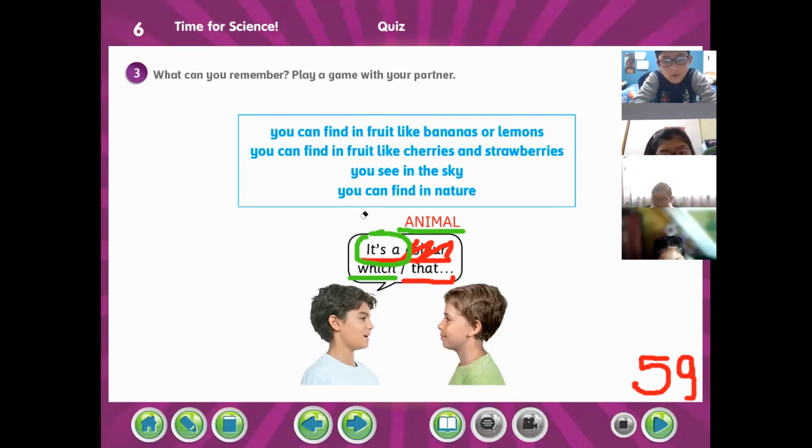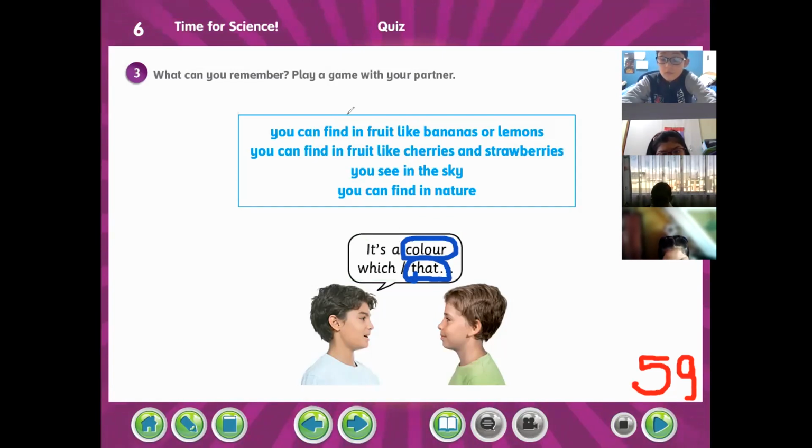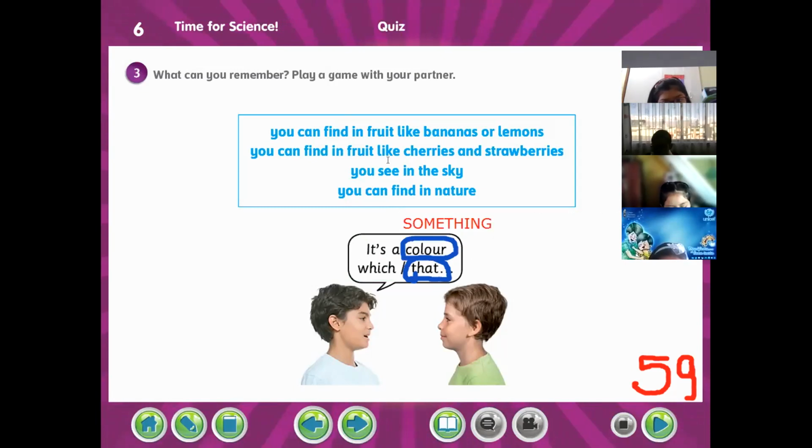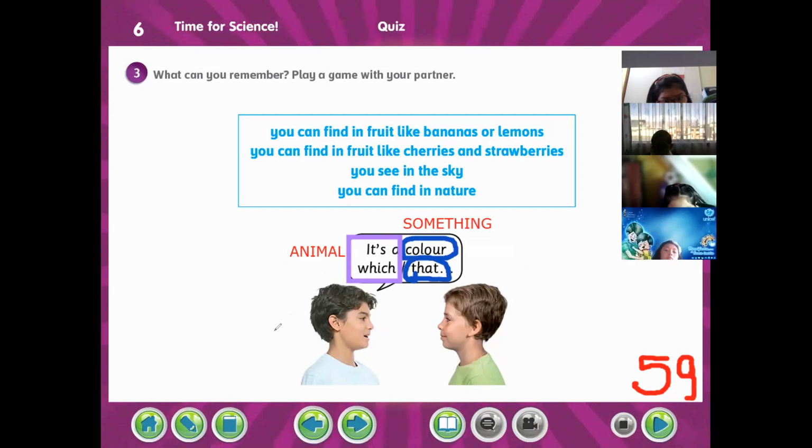Yes, Eduardo, yes. Remember, my friends, if you are going to describe an object, please use that. Okay? It's a color. It's something. You can say that. It's something. Okay? The other option is to use which. Okay? It's an animal. We can say that. It's an animal, which is very long, but has no legs and no arms. What animal is it?